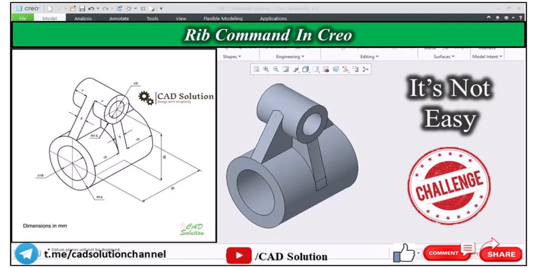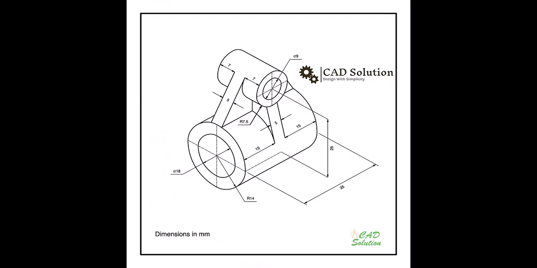Today we will be learning about the rip commands in Creo software. So today we have this model. It looks simple, but it's not. If you want to check, just give it a try. I myself have tried this model 2 to 3 times in the Creo software. So let's check the solution.